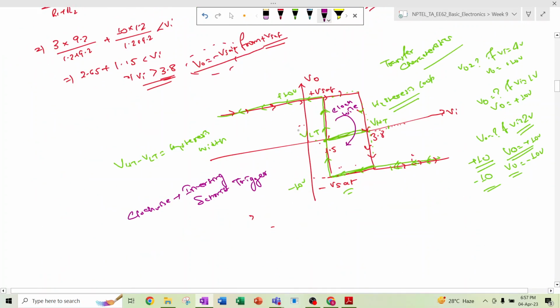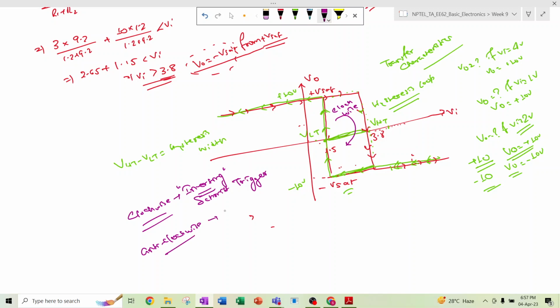You can always look at the hysteresis loop and see whether it is in clockwise or anti-clockwise direction. If it is in clockwise direction, it is an inverting Schmitt trigger, meaning the input is applied at the inverting terminal of the op amp. And if it is in anti-clockwise direction, then it is a non-inverting Schmitt trigger.